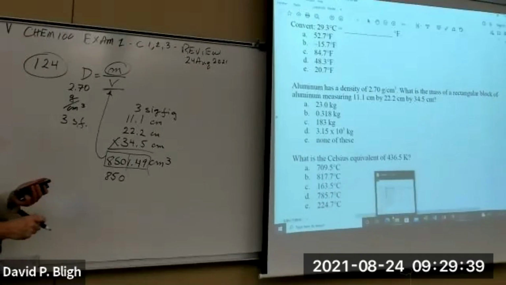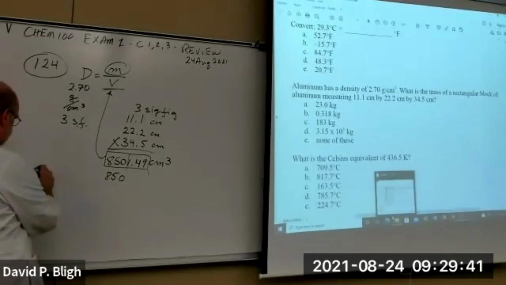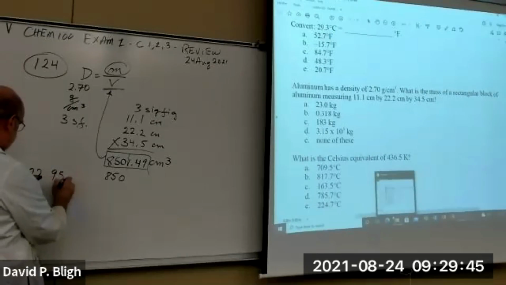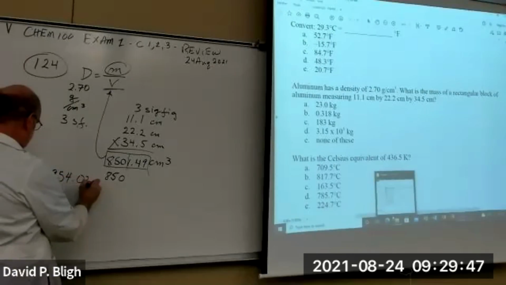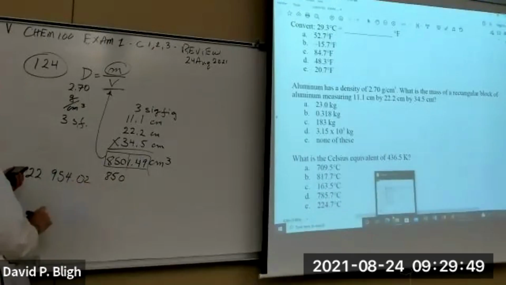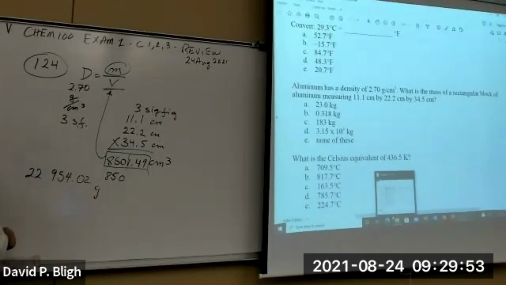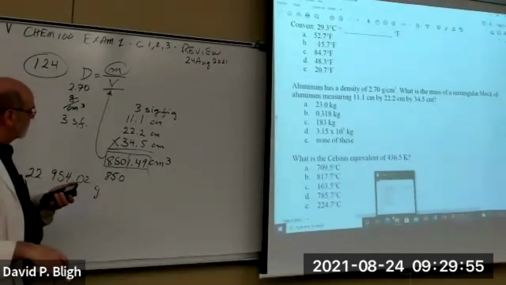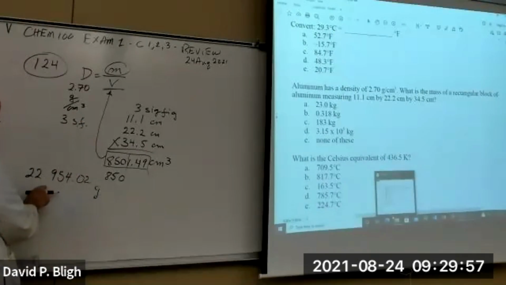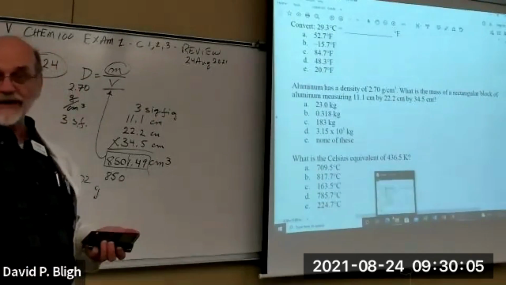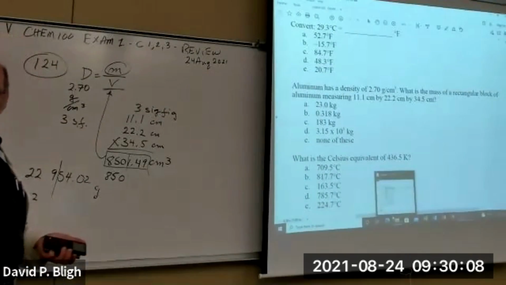Now that gives us 22,954.02. And that's going to be grams. So now we round it off to 3 significant figures, right? So we can go here. That's 22. Wait a minute. It wants the answer in kilograms, correct? Let's convert to kilograms first.